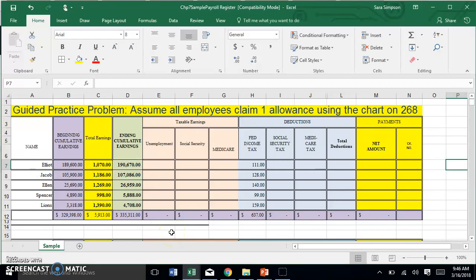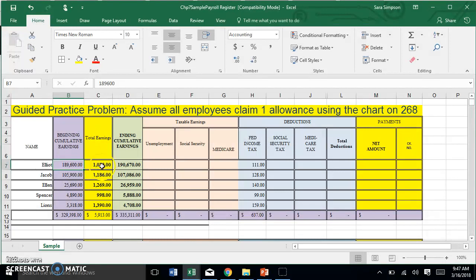Good morning. I wanted to go through this lesson with you, and this is completing an employee's payroll register. So you can see we have 5 employees down the side. The beginning cumulative earnings means how much they've made so far this year before this pay period. The total earnings are this pay period. So Elliot has made $1070 before taxes, which is called gross earnings.